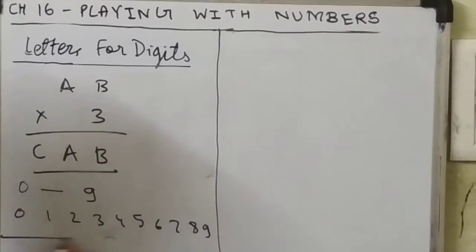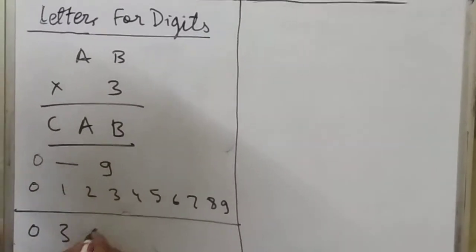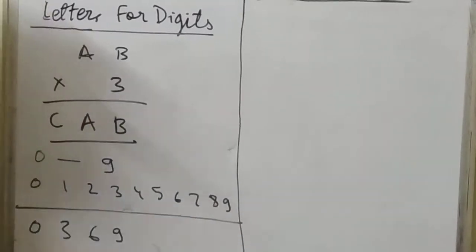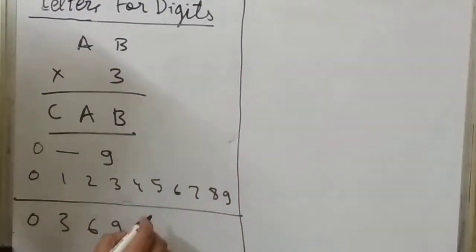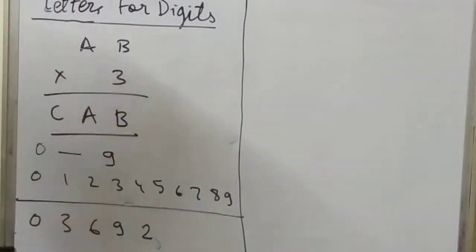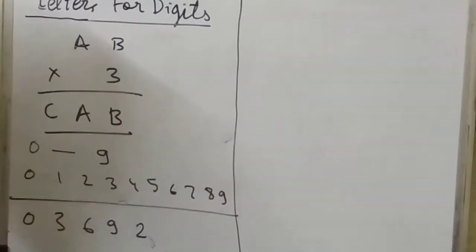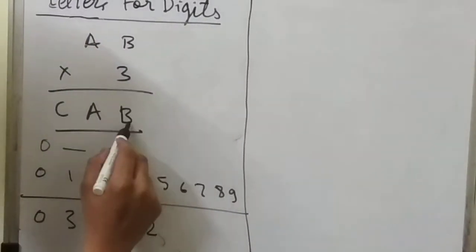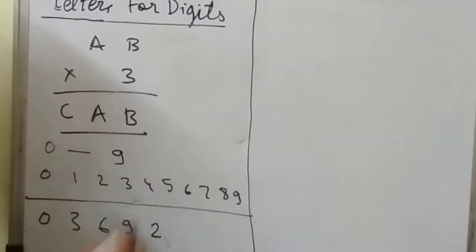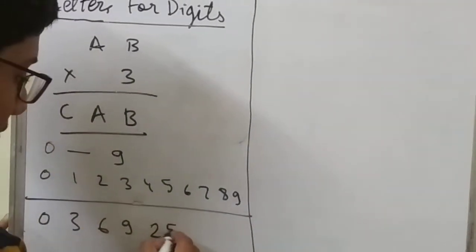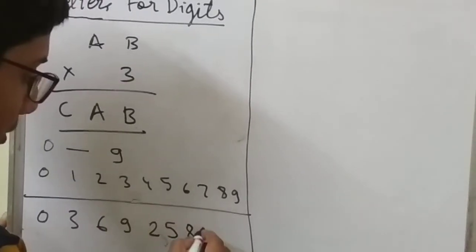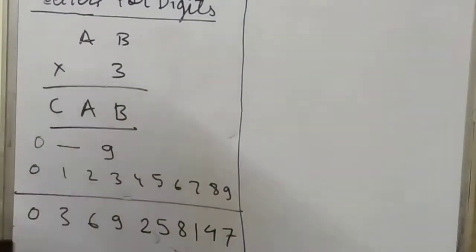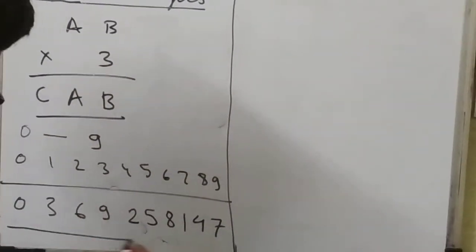3 zeros are 0. 3 ones are 3, 3 twos are 6, 3 threes are 9. Now see, 3 fours are 12, and you know a digit cannot hold more than one digit, so we'll be considering only 2 and the rest will be carried. In multiplication, if a two digit number comes in the product, you carry the tens place digit and write the ones place digit in the product. So see here, 3 fives are 15, 5. 3 sixes are 18, 8. 3 sevens are 21, 1. 3 eights are 24, 4. 3 nines are 27, 7. 10 means again back to 0. Now focus on this.